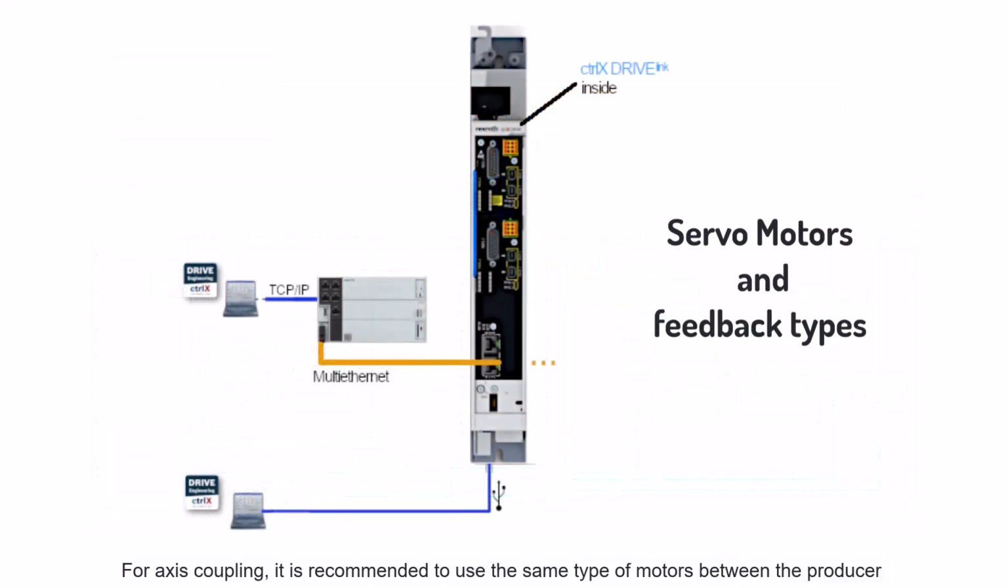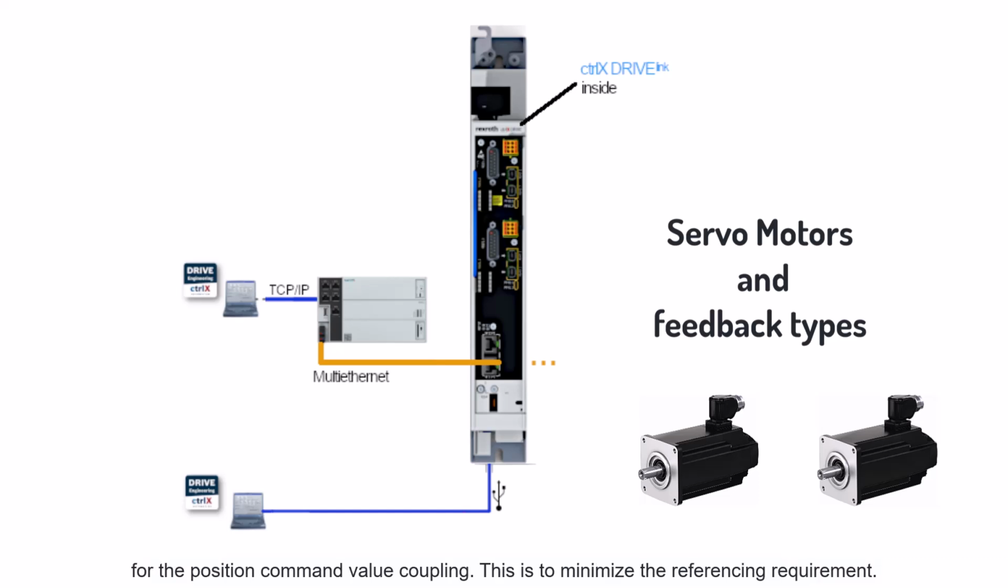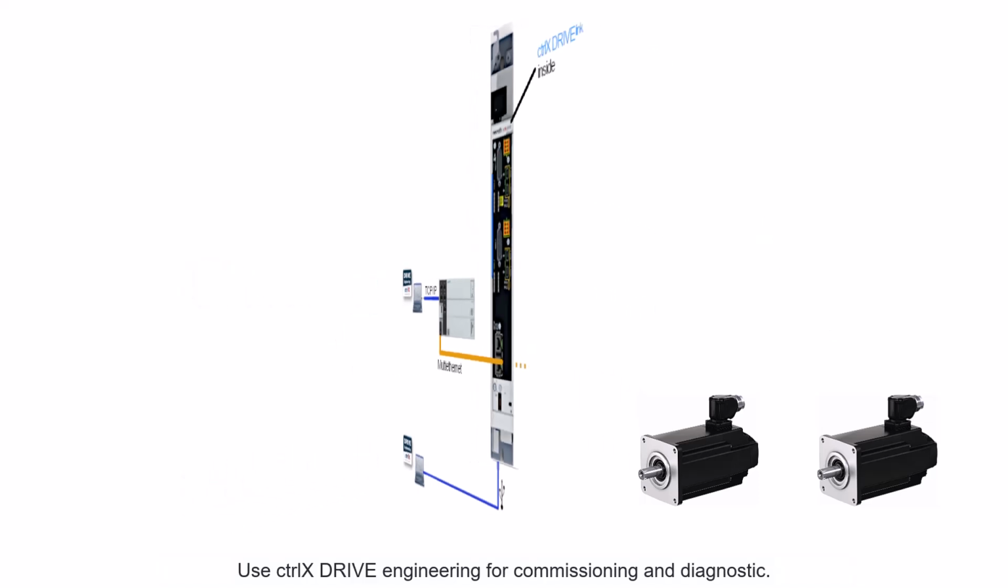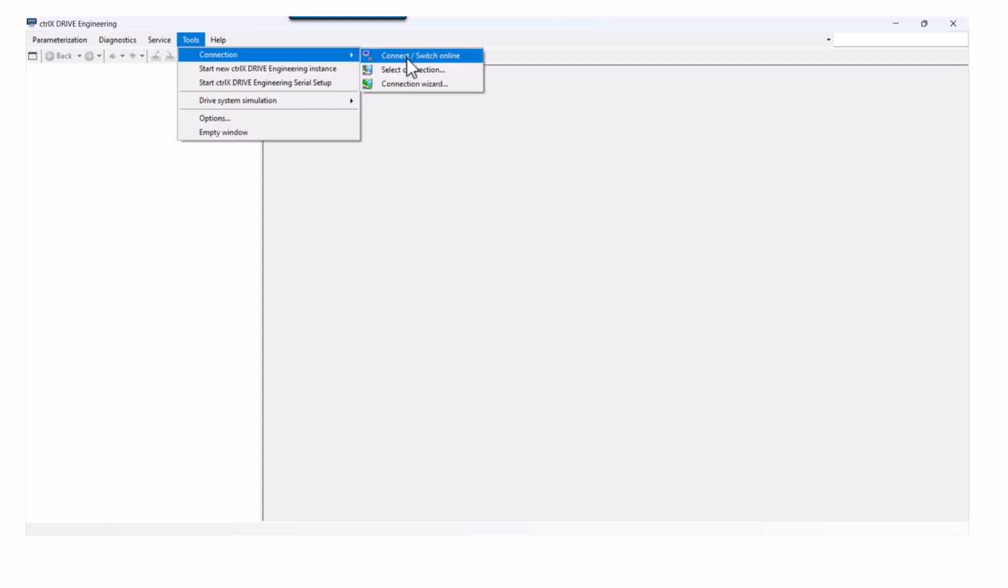For axis coupling, it is recommended to use the same type of motors between the producer and consumer axis. Absolute multi-turn feedback is recommended for the position command value coupling. This is to minimize the referencing requirement. For the velocity and torque command coupling, a single turn encoder is adequate. Use ctrlX drive engineering for commissioning and diagnostic.